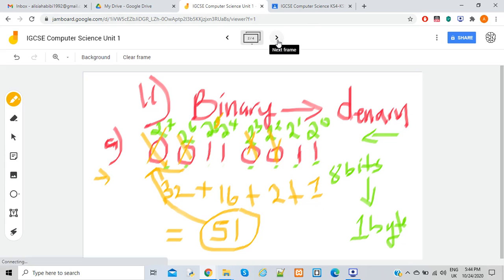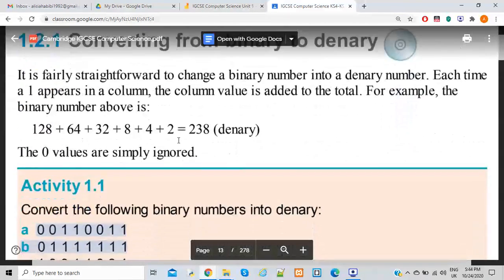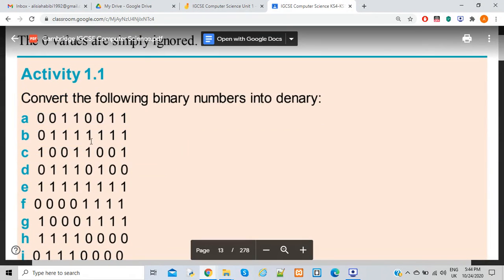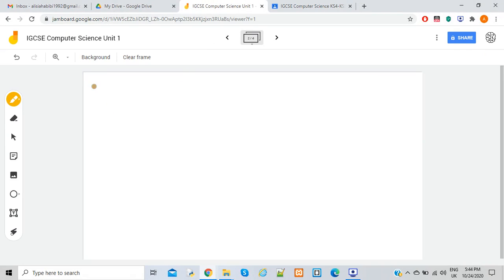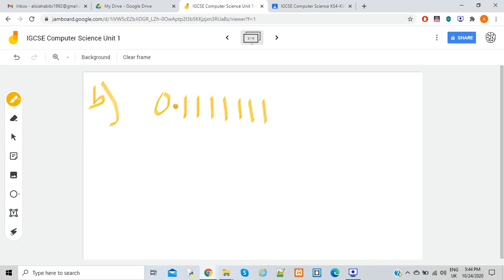We're going to look at another example, question B. Question B says we need to convert 0, 1, 1, 1, 1, 1, 1, 1 into denary. So we're going to do that here. We have 0 and we have 7 ones: 1, 2, 3, 4, 5, 6, 7. That's exactly what we have here, 0, 1, 2, 3, 4, 5, 6, 7. We're going to convert this into denary.